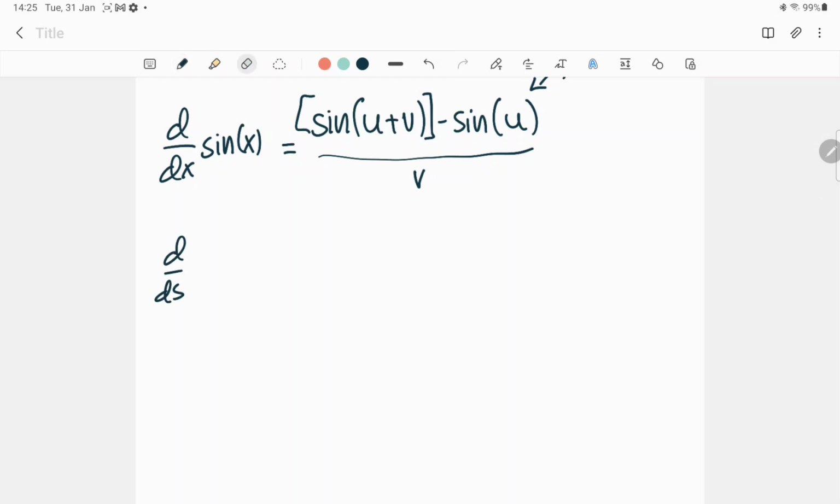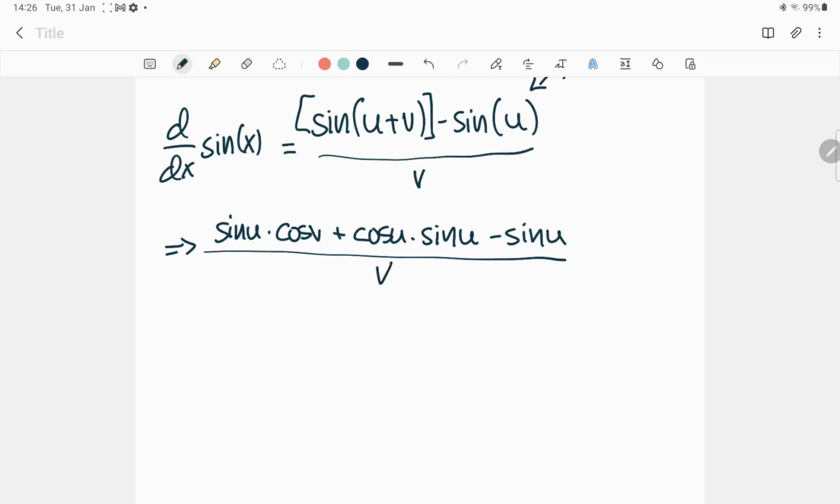So okay, that's not denoted, just we're saying sine of the first times cosine of the second plus cosine of the first times sine of the second, and then minus sine of u, and all of this over v. Right, what's our next step? I think this numerator looks kind of nasty, so let's simplify this.